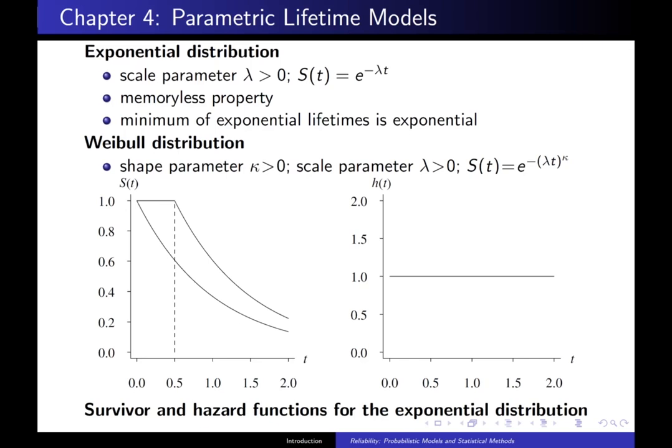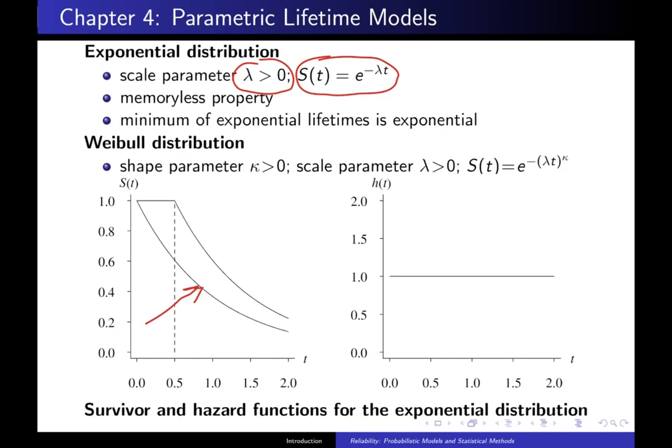Certainly at the center of reliability is the exponential distribution, and the survivor function for the exponential distribution is e to the minus lambda t for t greater than 0. This has a single scale parameter lambda, which is positive, and it is known as the failure rate. This function right here is the survivor function for an exponential random variable.